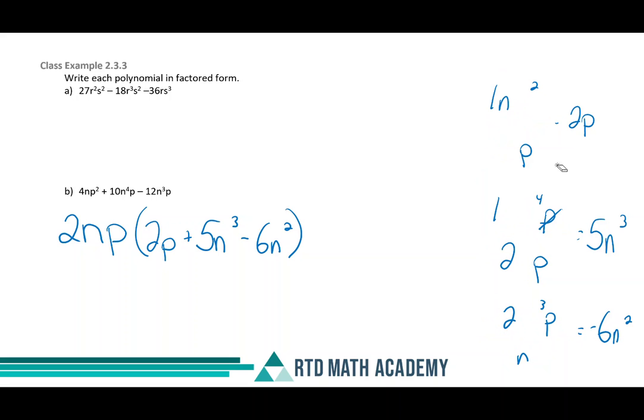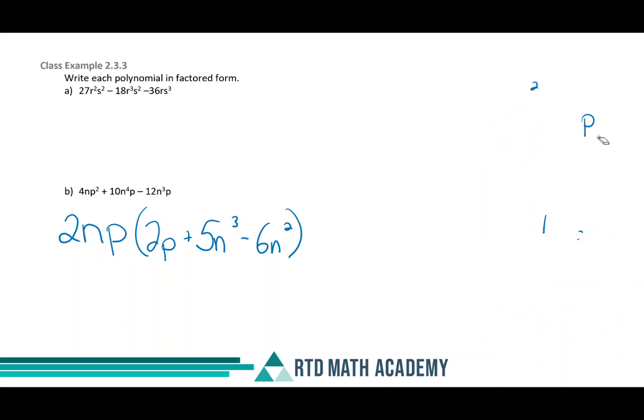Okay. I always like to double check and expand this out to make sure that I've actually done this correctly. It is an excellent trick to make sure, especially if you have time, which you do, you're learning at home. Take the time and actually go ahead and expand it out. 2np multiplied by 2p plus 5n cubed minus 6n squared, and expand that out.